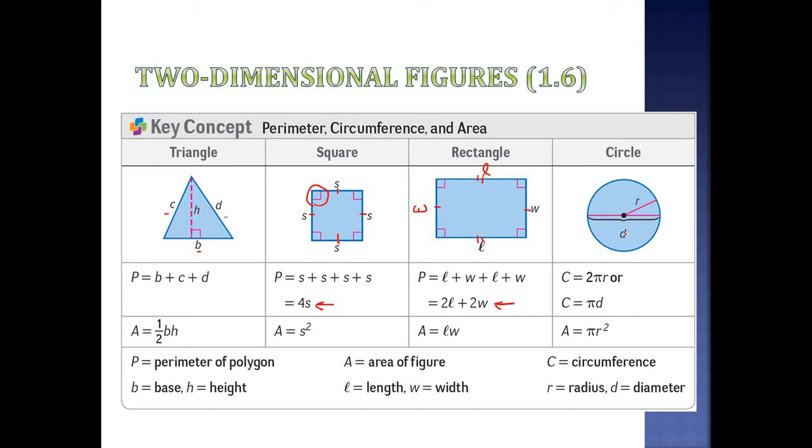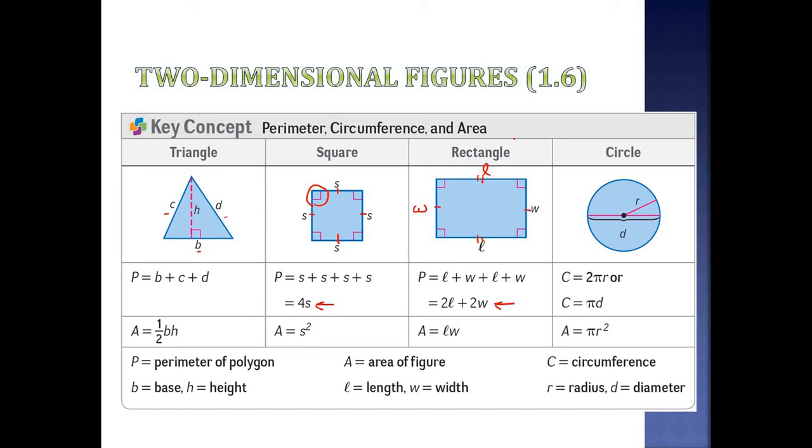Then for the perimeter or circumference of a circle, there are two ways you could think about it. You could think about it as 2 pi times r, the radius, or pi d, where d is the diameter. And then the area of a circle is found by taking pi and multiplying it by the radius squared.